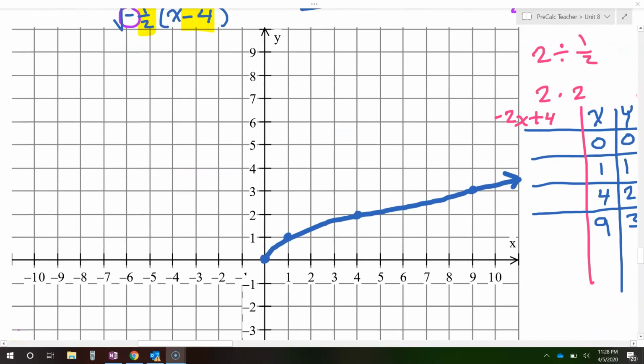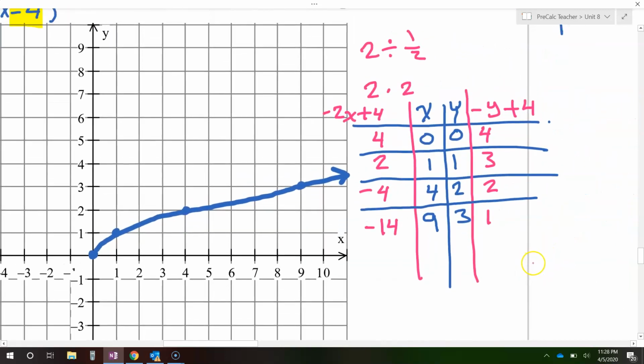So this will give me my new x values: negative 2 times x, plus 4. Negative 2 times 0 is 0, plus 4 is 4. Negative 2 times 1 is negative 2, plus 4 is 2. Negative 2 times 4 is negative 8, plus 4 is negative 4. And negative 2 times 9 is negative 18, plus 4 is negative 14. That's actually going to be off the graph, so we'll have to do the best we can.